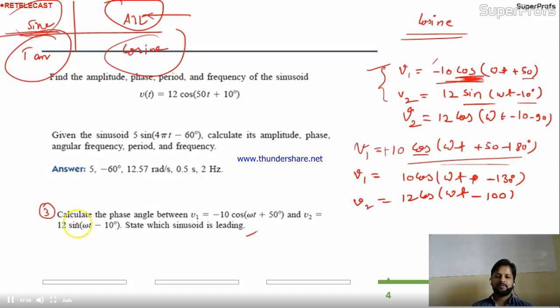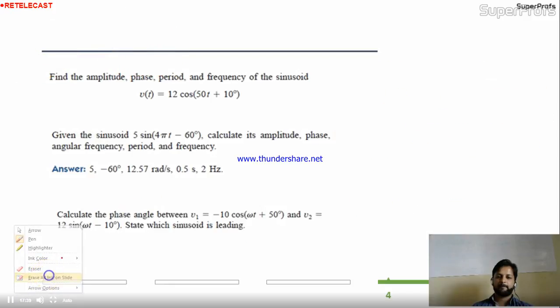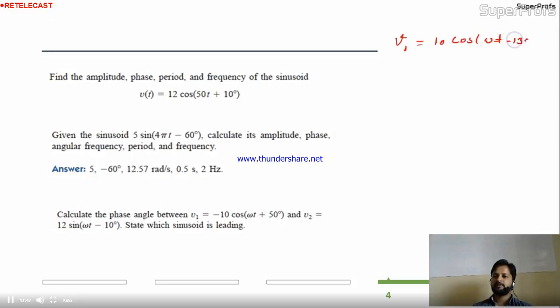Now we have to find the phase angle between V1 and V2. Simply, it's 30 degree. 30 degree is the phase angle between V1 and V2. How will you draw this? Let me draw it. We are getting two equations: V1 equal to 10 cos(omega t minus 130) and V2 equal to 12 cos(omega t minus 100). Correct?